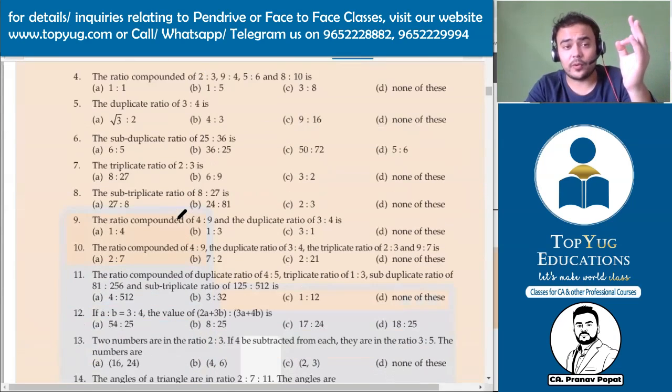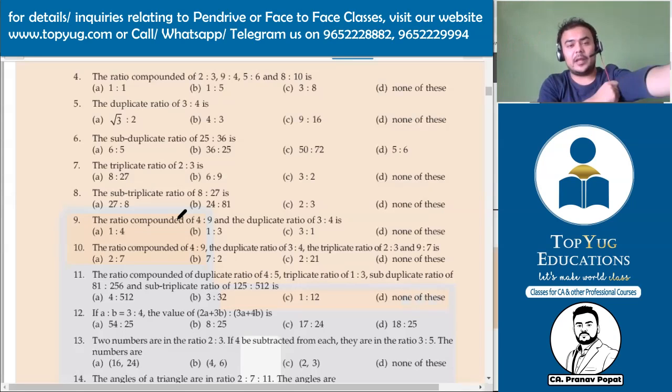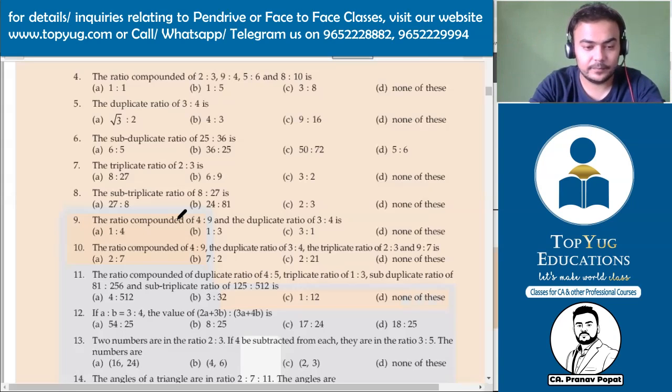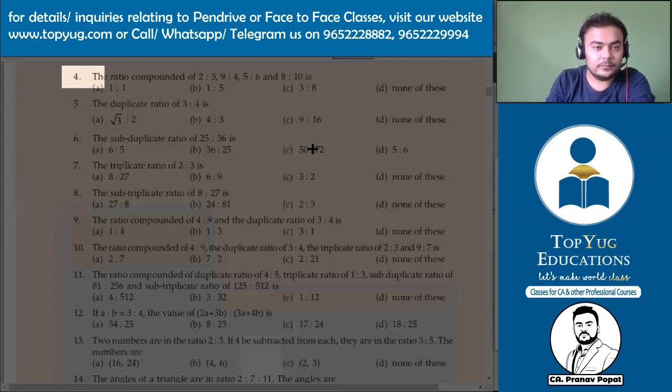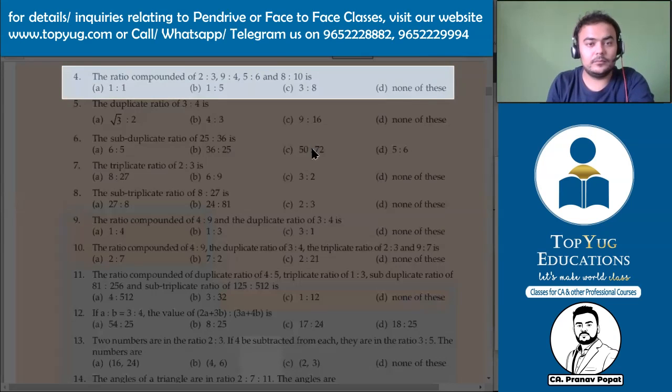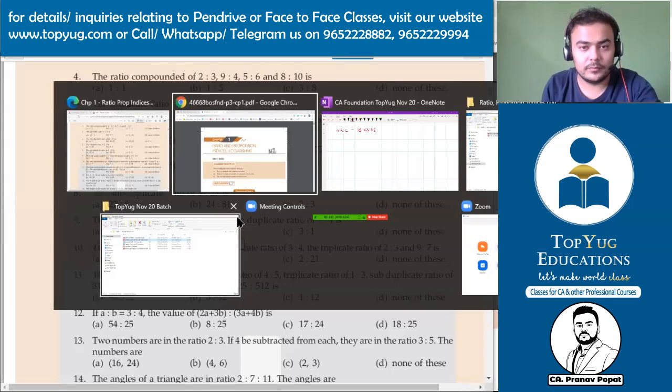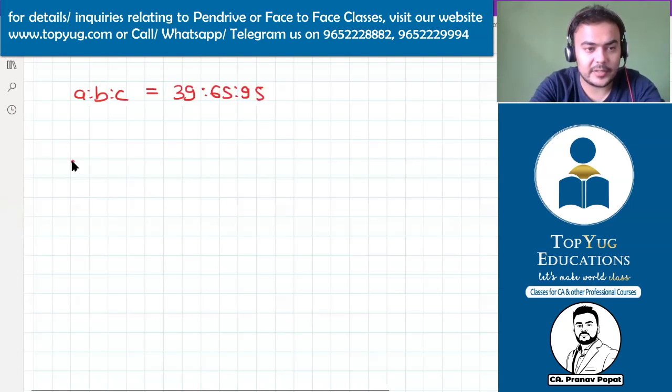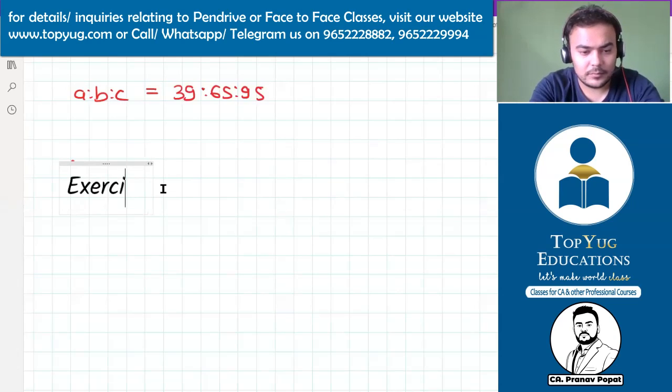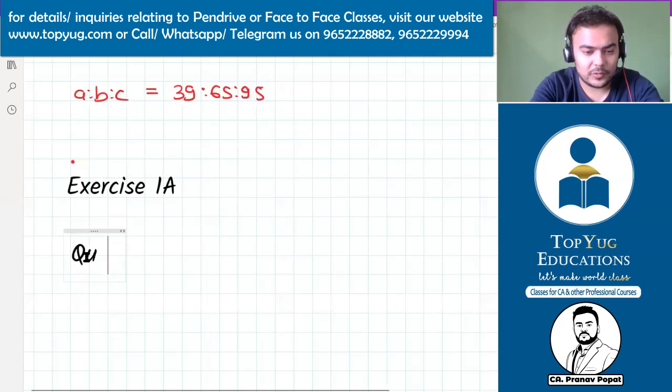Question 4. The ratio compounded of 2:3, 9:4, 5:6, 8:10. We have 4 ratios. You need to find the compounded ratio of these 4. Compounding means multiplying all of them. Multiply all of them and tell me what is the answer. So we are in exercise 1A, question 4.